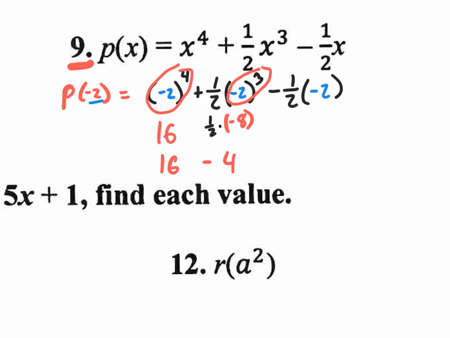And then at the very end, a negative times a negative is a positive. And what is 1/2 times 2? 1, right? So you really have a positive 1 over here at the very end.